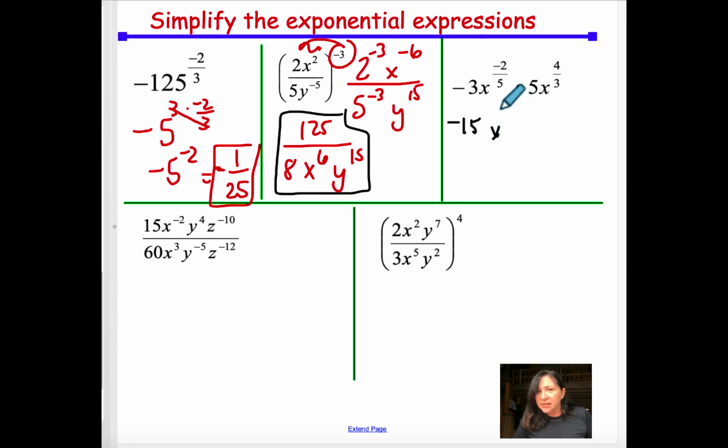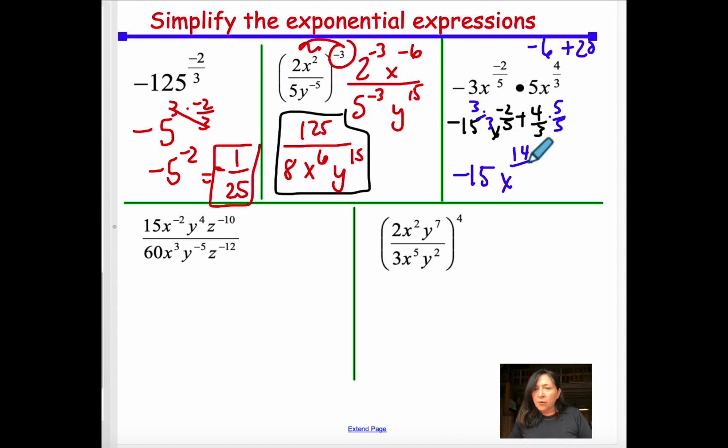And then I've got x to the negative 2/5 plus 4/3. So I've got to get a common denominator, which is 15. I'm going to multiply that by 5 over 5, and this I'm going to multiply by 3 over 3. So I get negative 6 plus 20, which is 14. So my final answer is going to give me negative 15 x to the, what did I say? 14 over 5. So 14 over 5.